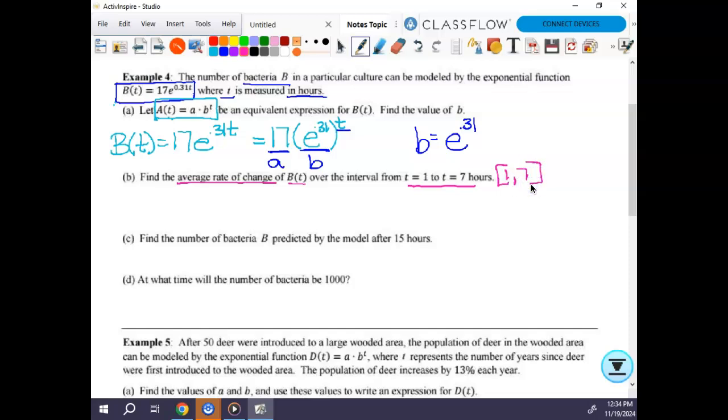So I know that slope is the change in y over the change in x. And just like the first step, every time we do slope, whether it's calculator or non-calculator, we set it up. We write the difference quotient. This is y over x, so b of t over t. So that means this is going to be b of 7 minus b of 1 over 7 minus 1.